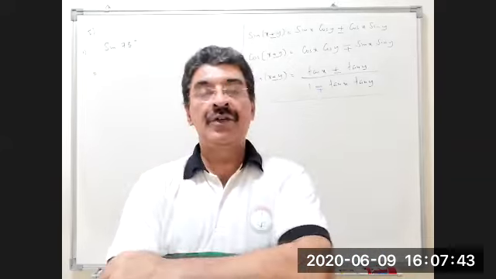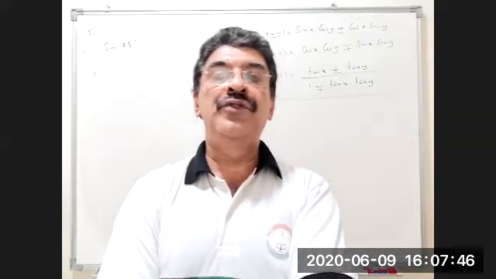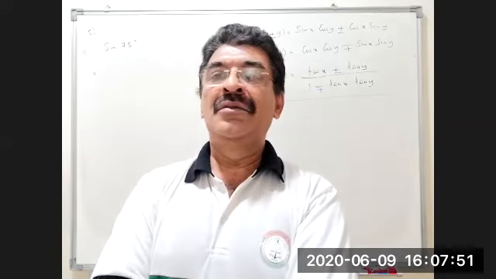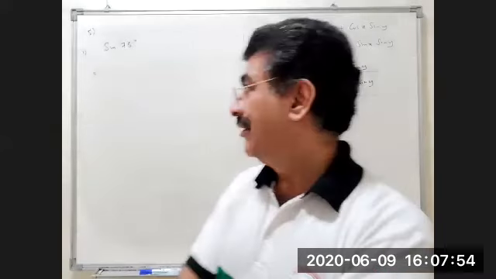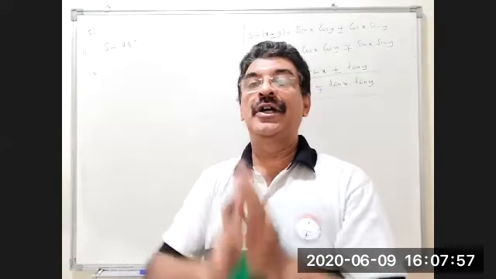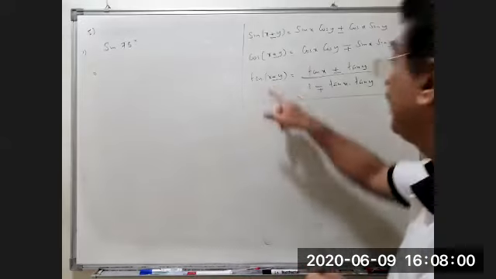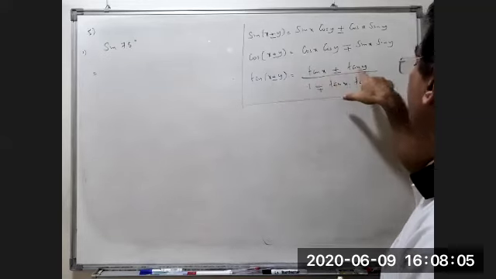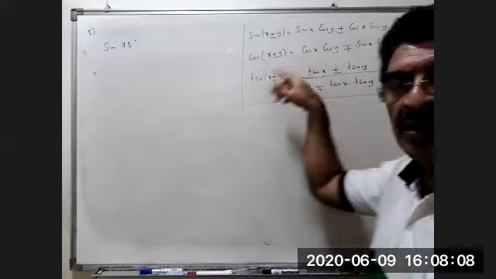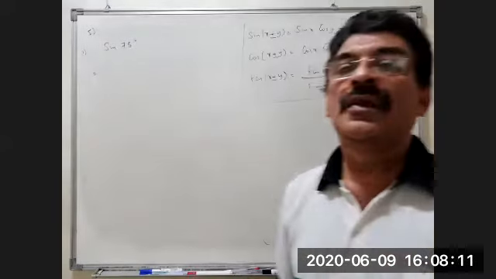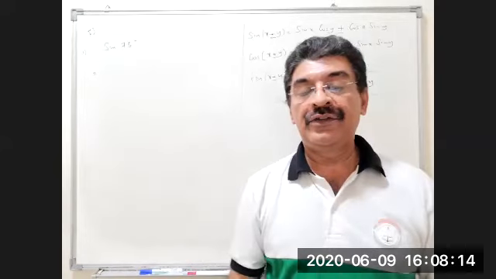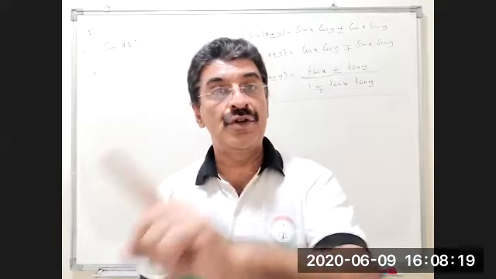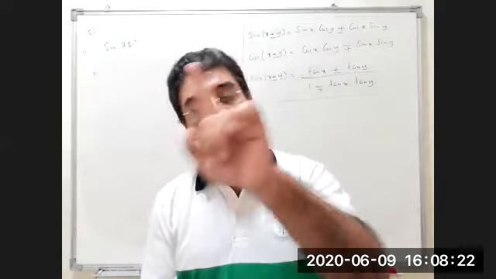So how to write 75? 60 plus 15 we cannot write. 60 is known, but 15 we don't know. Then, yes, it can be 45 plus 30. Last formula, tan x plus y. Tan x plus y is tan x plus tan y by 1 minus tan x tan y. We wrote this before. Now, 75 degrees, we can write it as 45 plus 30 because 45 is known, and 30 is also known. Or 30 plus 45, both are same.